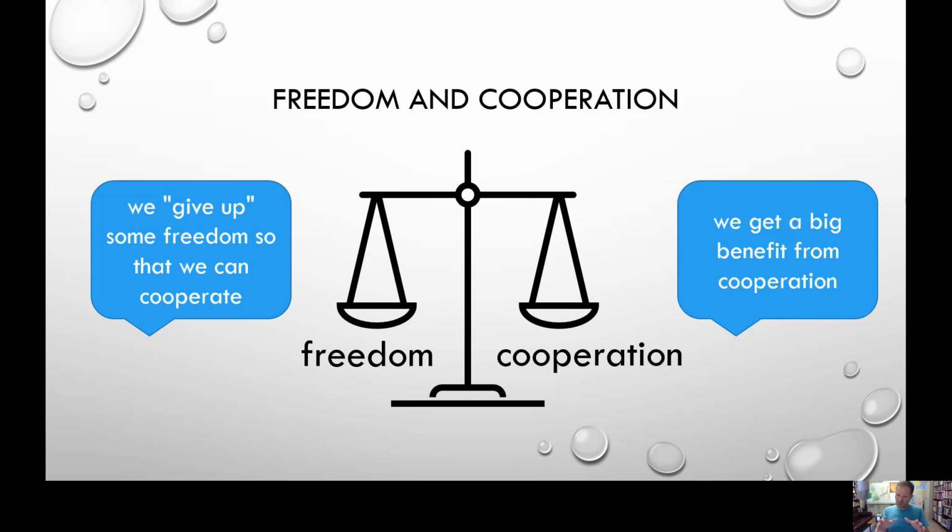Now, don't forget that when we're talking about freedom, we're connecting freedom with the idea of today's talk, which is sovereignty. Now, we also have a connection between freedom and cooperation, and we can see here it's a kind of trade-off. So we have to give up some freedom so that we can cooperate. And of course, this means that if you cooperate, you have to work together. And this means you have to give up some of your freedom to work together. And the reason we do this, of course, is because we get a big benefit from cooperation.